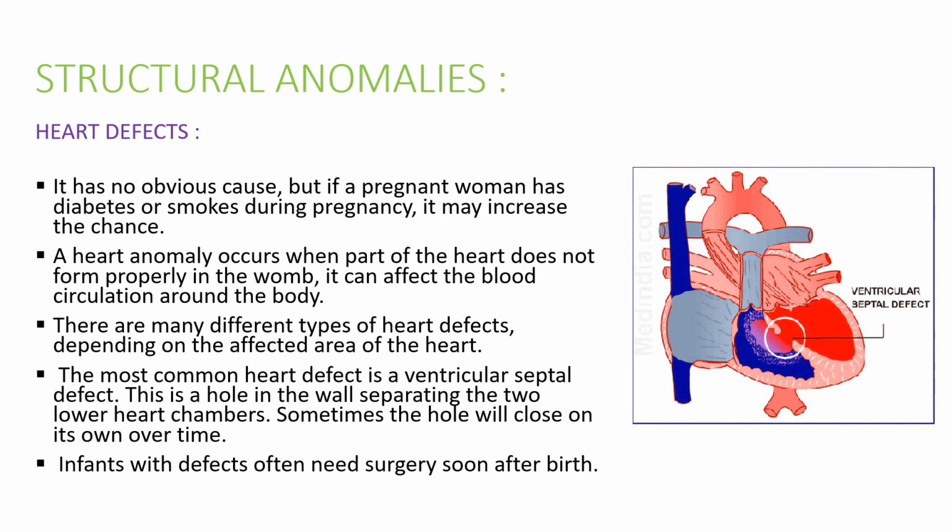Structural anomalies. Heart defects. It has no obvious cause, but if a pregnant woman has diabetes or smokes during pregnancy, it may increase the chance. A heart anomaly occurs when part of the heart does not form properly in the womb. It can affect the blood circulation around the body. There are many different types of heart defects depending on the affected area of the heart.